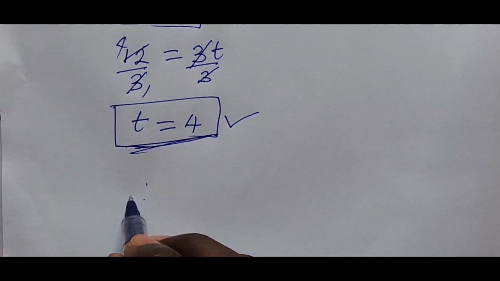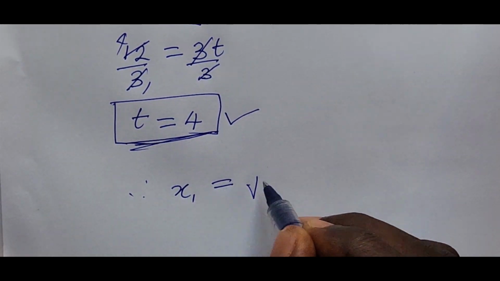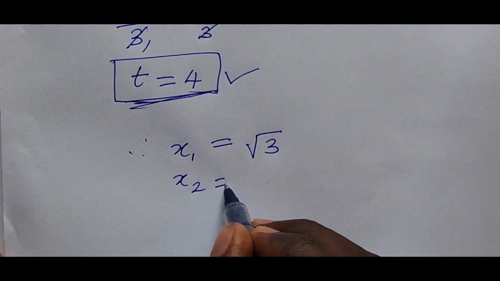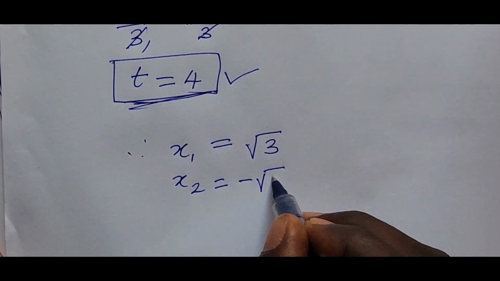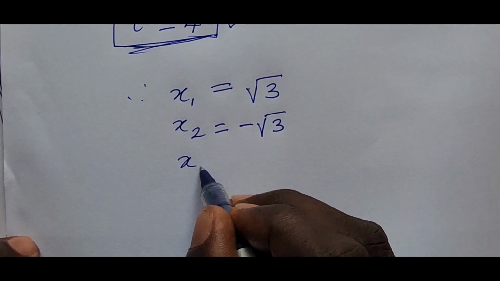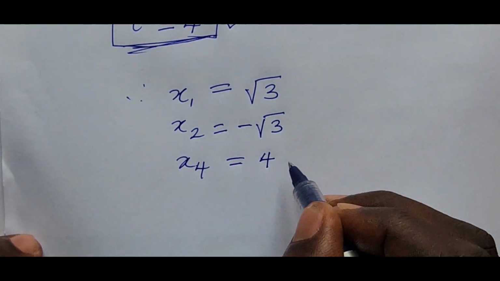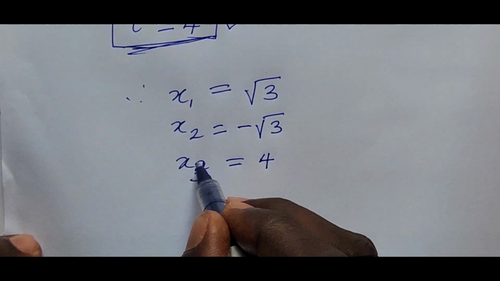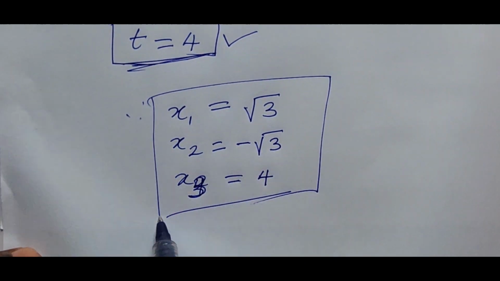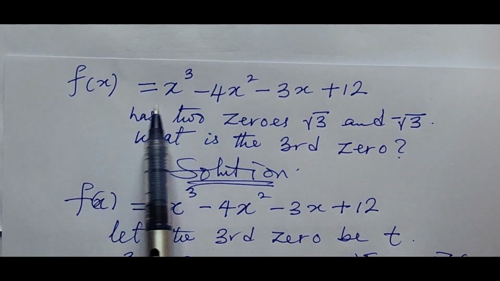Therefore, we can now say that the first one, which is x1, is square root of 3 positive. The x2 is equal to minus the square root of 3, and our x3, sorry, is 4. So these are the zeros to this function which we have here.